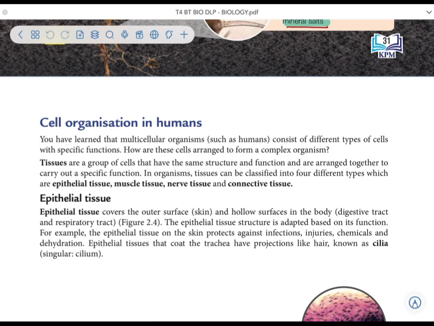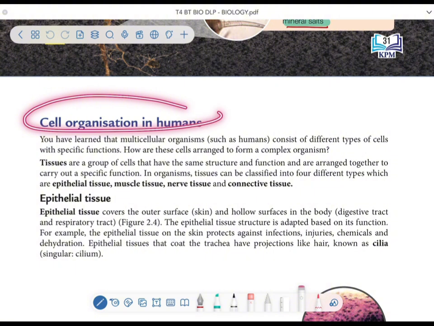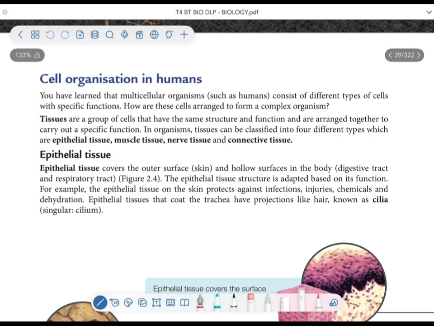Okay guys, next we are going to look at cell organization in humans. Humans are multicellular organisms which consist of different types of cells with specific functions. For this subtopic, every single cell that you have learned about is a specialized cell. Specialized cells are differentiated cells with specialized functions, meaning that they carry out specific functions.